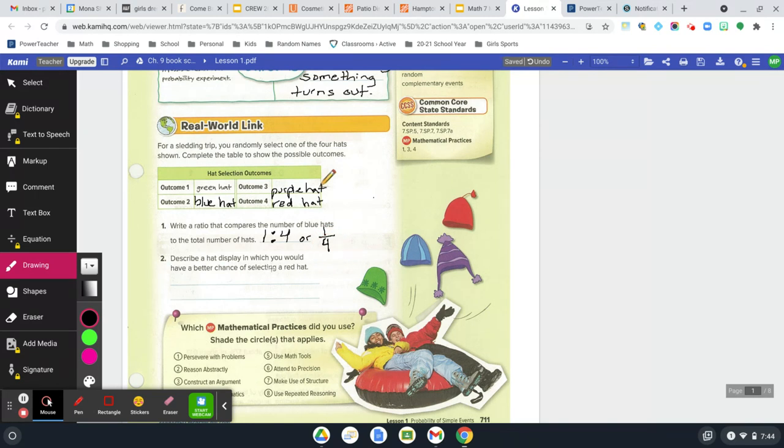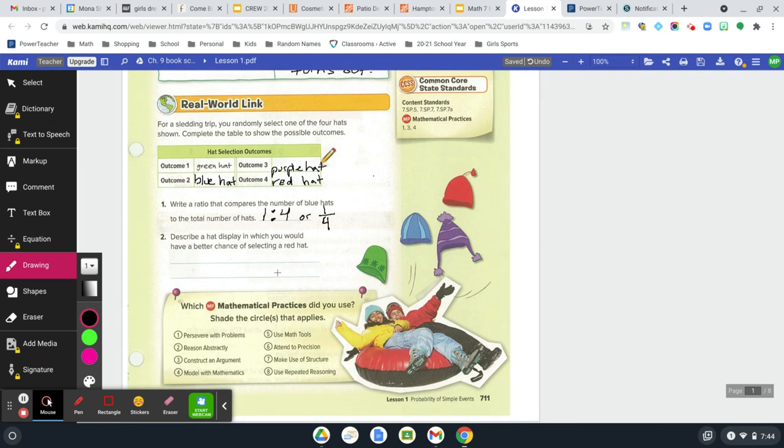And then number 2, describe a hat display in which you would have a better chance of selecting a red hat. Well, right now, when you select a red hat, it's the same thing as in number 1, as we looked at a few minutes ago with the blue hat. You have 1 red hat out of 4 possible. So 1 out of 4, and really, I should probably put this as a percent as well. That's 25%, right? So you had a 25% chance of pulling a blue hat. Same percentage for a red hat. So you have a 25% chance of getting a red hat as well.